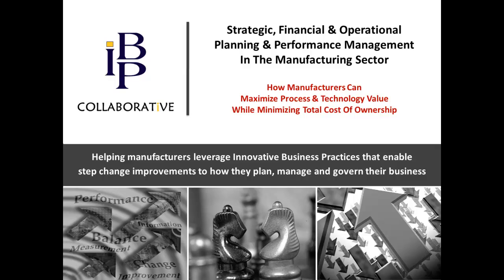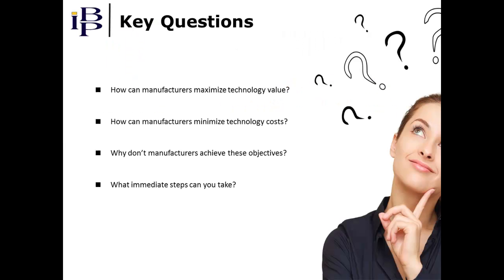This video provides an understanding of how manufacturers can maximize the value of planning and performance management processes and technology, while also minimizing the total cost of ownership. This chapter in the video series addresses 4 questions.